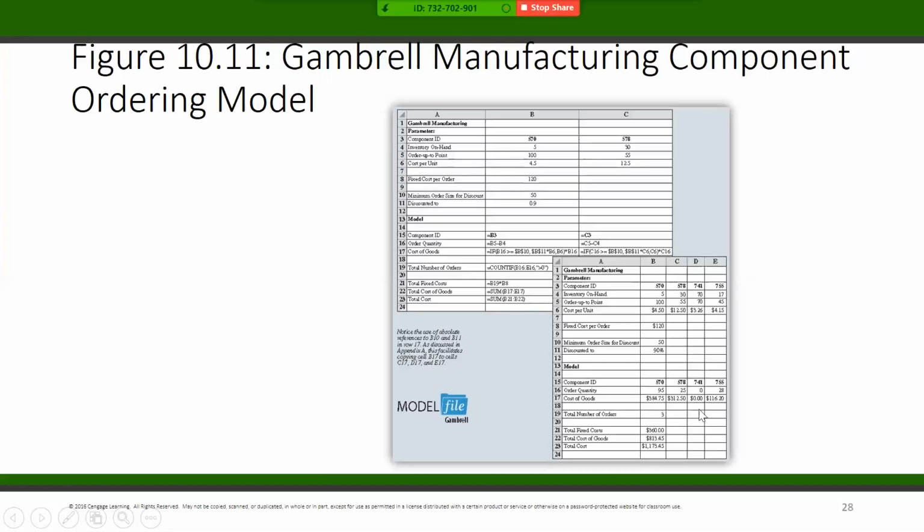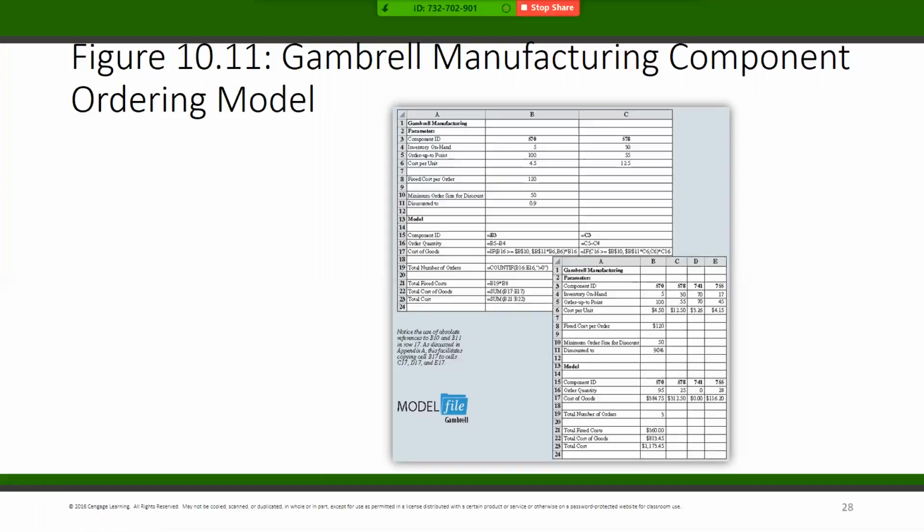Although I think I wrote the wrong number down there. It should be this one instead of this one, okay? Because that was the one with 95. All right, so that's going to be how that works. Now, the Excel functions used to perform these calculations are shown in figure 10.11, as I said.